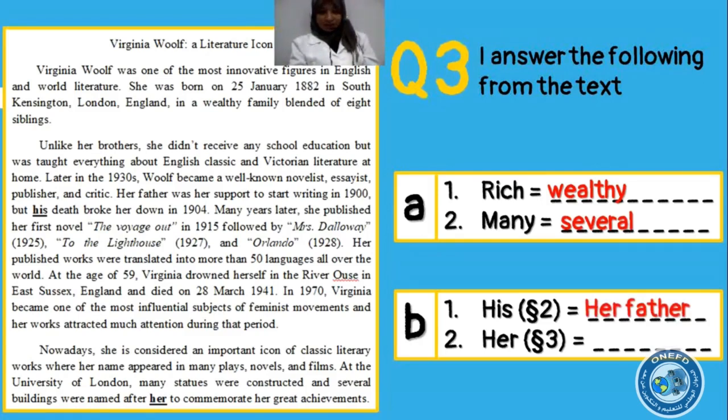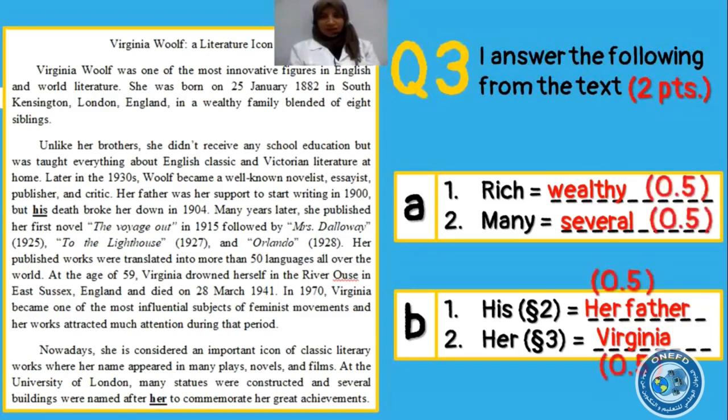Now the word number 2, which can be found in paragraph 3, the last line. You can see that it is underlined. So here we have many statues were constructed and several buildings were named after her to commemorate her great achievements. After whom? Of course, after Virginia, the writer that we are talking about in our text. So her refers to Virginia. So for this question, we have 2 points. Half a point for each correct answer. Well done. Thank you for trying.